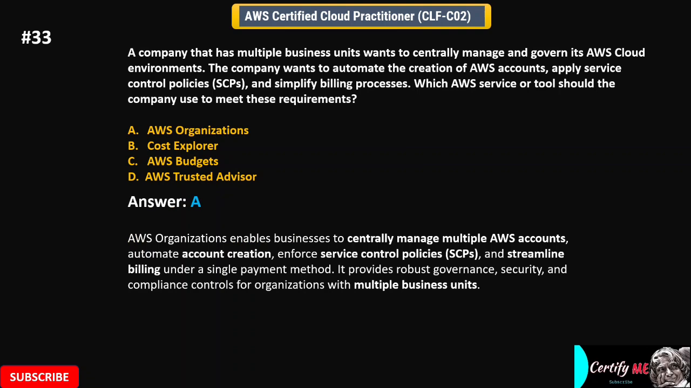AWS Organizations enables businesses to centrally manage multiple AWS accounts, automate account creation, enforce service control policies, and streamline billing under a single payment method. It provides robust governance, security, and compliance controls for organizations with multiple business units. Next question.